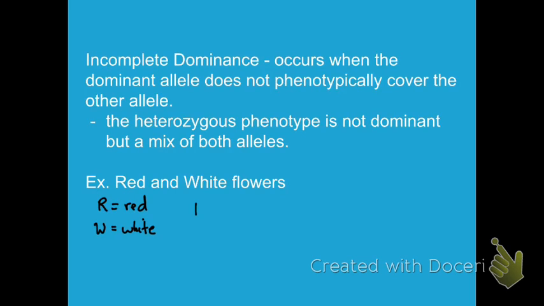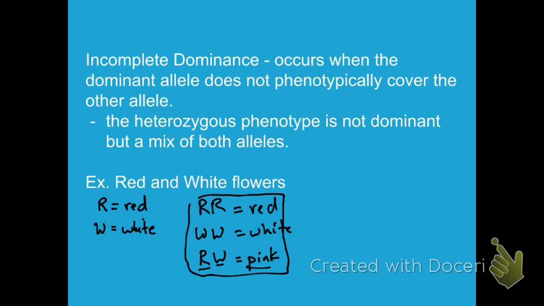Let me do it this way. If it's homozygous for red, the flower would be red. If it's homozygous for white, the flower will be white, phenotypically white. But if you have the heterozygous, the red and the white, one's not dominant over the other. And so what happens is you end up with pink. Why? Because the combination of red and white is pink. And so whenever I do these problems, I always write this out because this is super helpful for me. I always write the genotype with the phenotype. So let's do a problem.